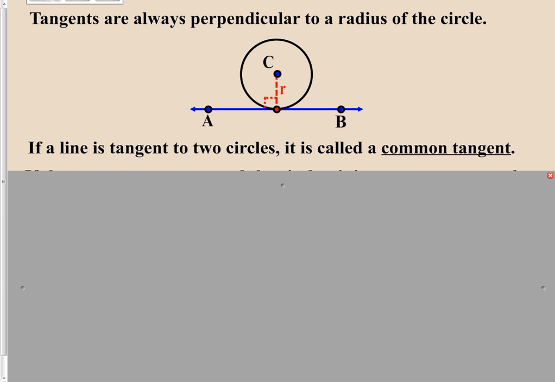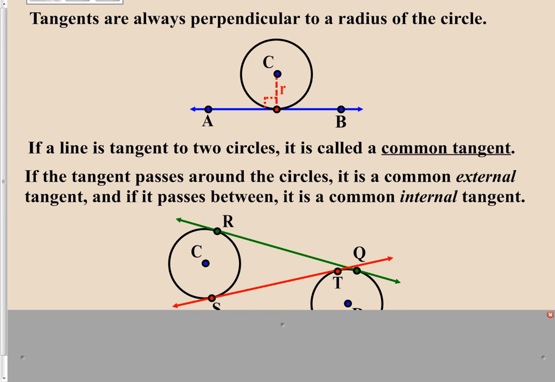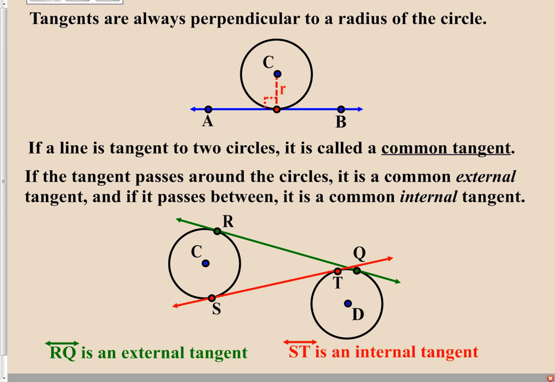Now, if a tangent happened to be tangent to two circles at the same time, it's what we call a common tangent, and those are broken into two subcategories. You can have what's called a common external tangent and a common internal tangent. Common external simply means it does not get into the space in between the two circles. Internal would be it passes through the space in between the two circles.